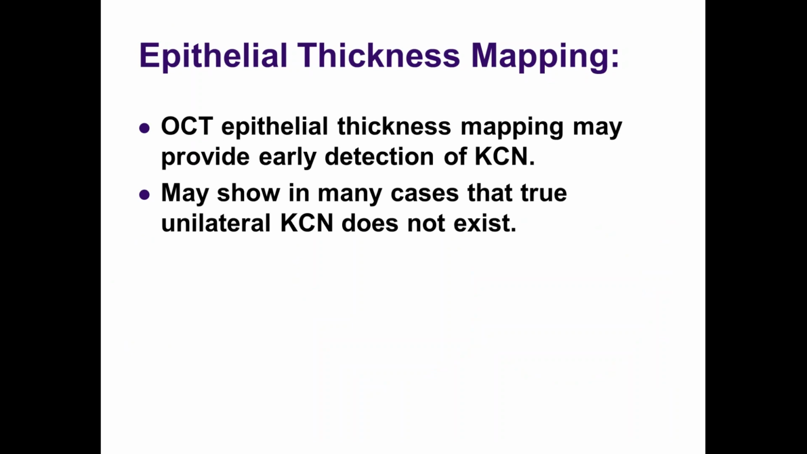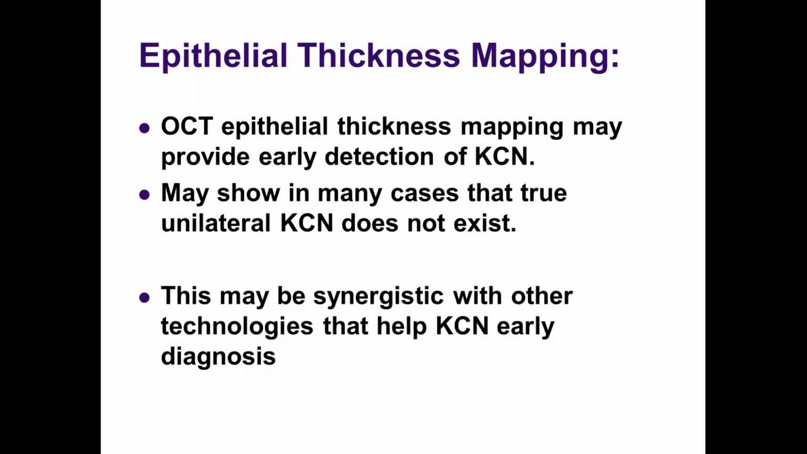there are many who believe that unilateral keratoconus does not exist, that even if you can't pick it up with our technologies today, the other eye that seems normal still has probably abnormal collagen. And some of these other tests that we're talking about, epithelial thickness might pick it up, and we'll talk about biomechanics in a few moments, and that may pick it up as well.